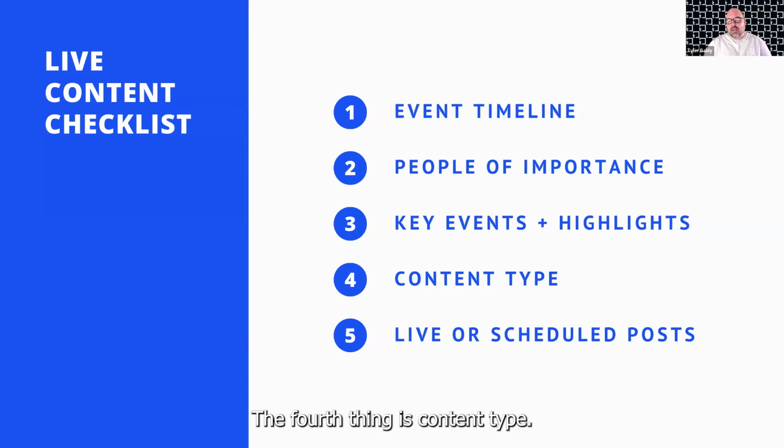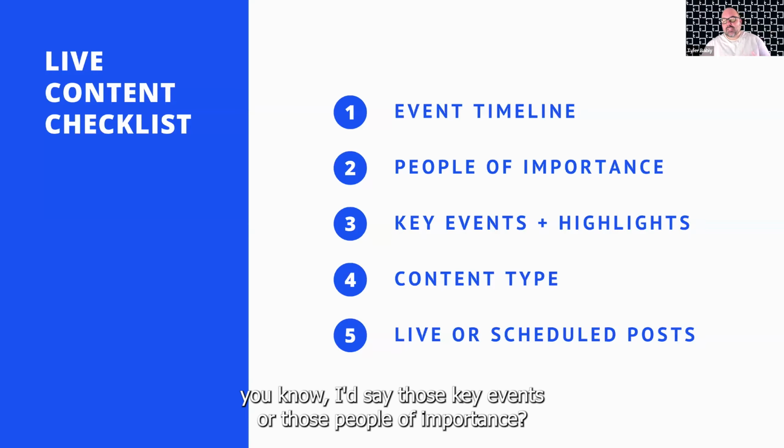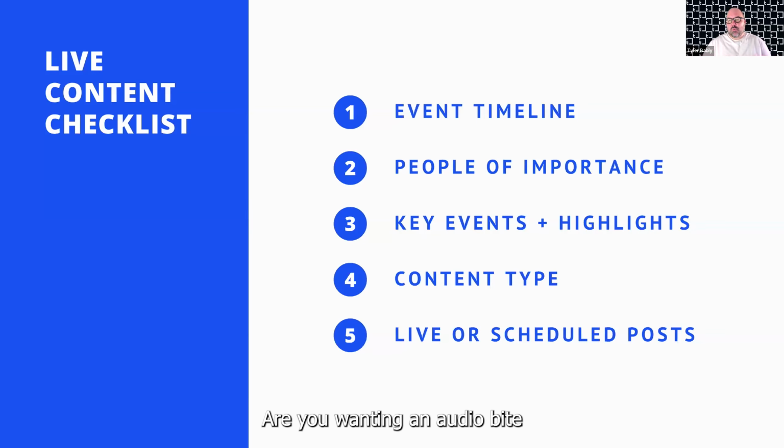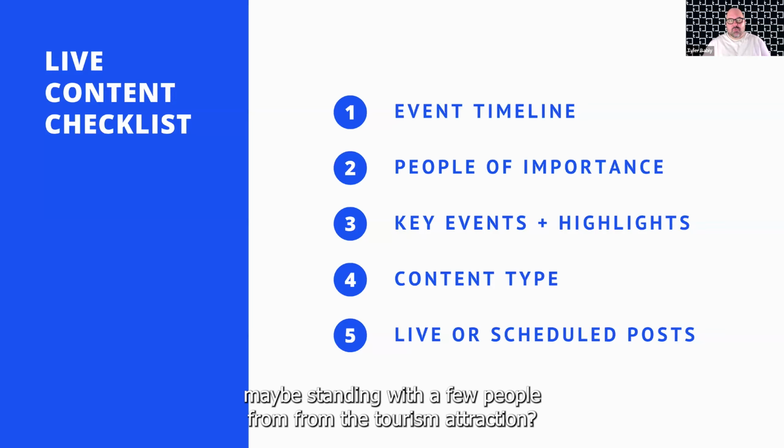The fourth thing is content type. What are you wanting to get out of this content? Are you hoping for video content? Are you hoping for photo content? Are you hoping for a mix of both? And what are you hoping to get in terms of those key events or those people of importance? Are you wanting an audio bite from that person of importance? Or are you just wanting a cool photo of them maybe standing with a few people from the tourism attraction?